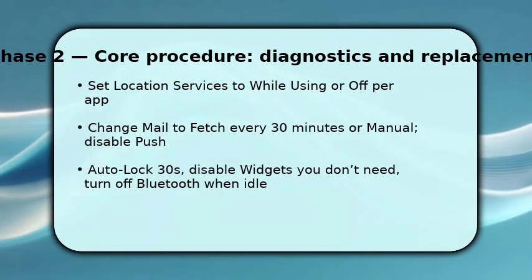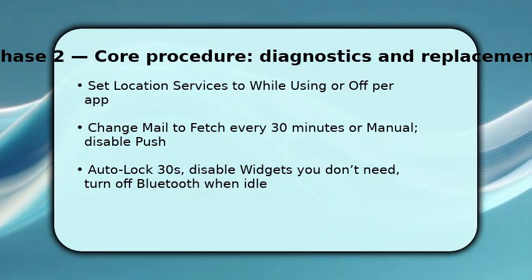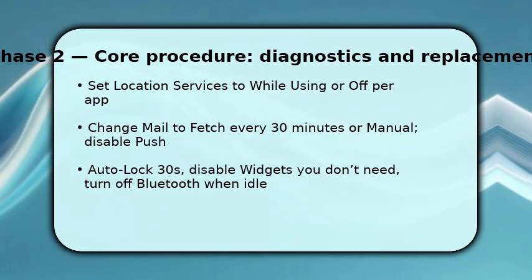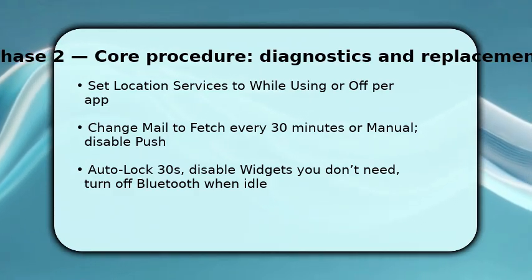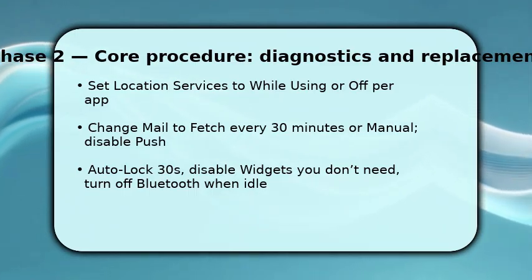Once the basics are set, tackle system services methodically. Open location services and set apps to while using or off. GPS polling is a big drain. Then switch mail from push to fetch every 15-30 minutes or to manual. Fewer network wakes means less battery use.